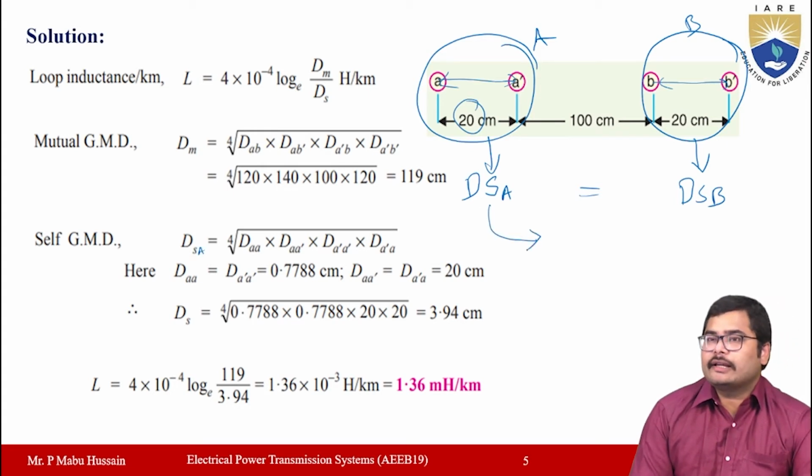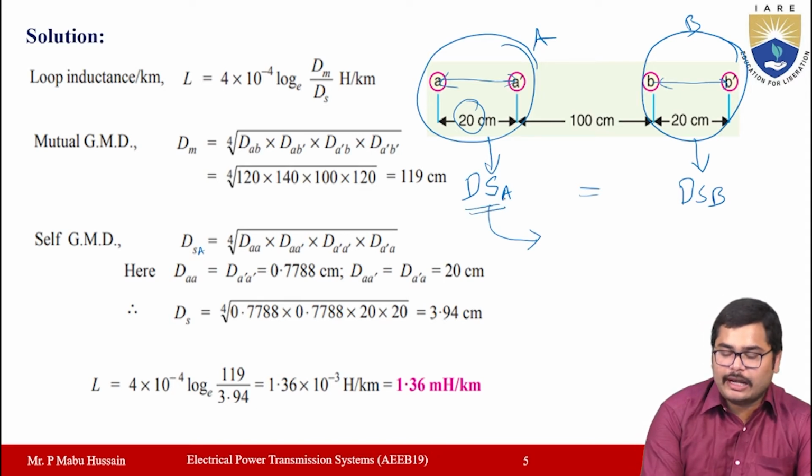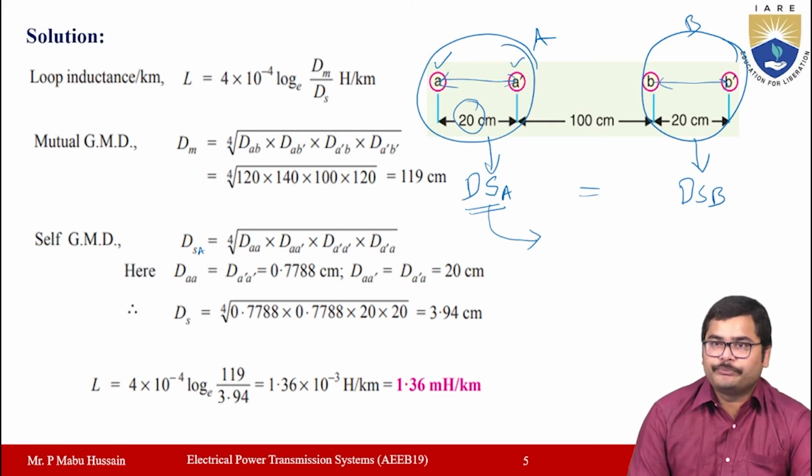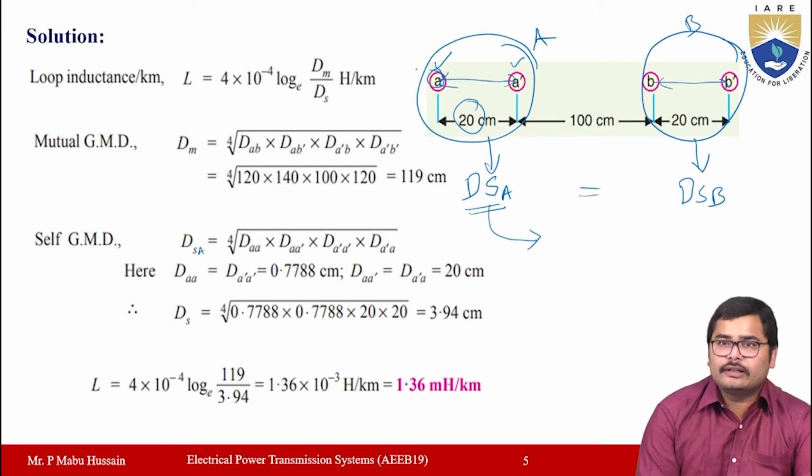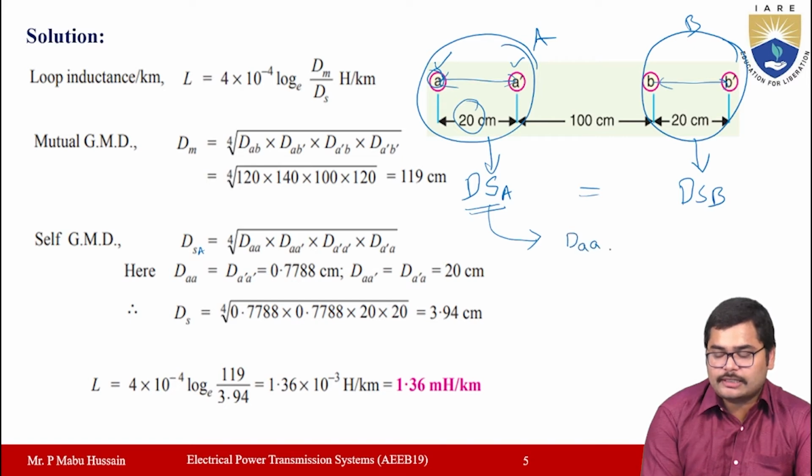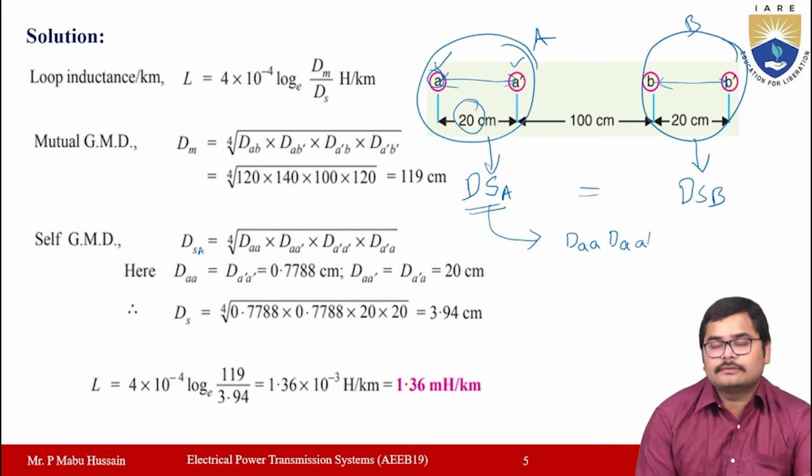While calculating the DSA, you have to consider only the subconductors in that line or that phase. That means you can calculate DSA by considering subconductor A and subconductor A dash only. Now you have to write all possible distances, considering the self distance also. If you consider the first subconductor, how many possible distances can you take? DAA, the self distance, and DAA dash. Let this be one set.